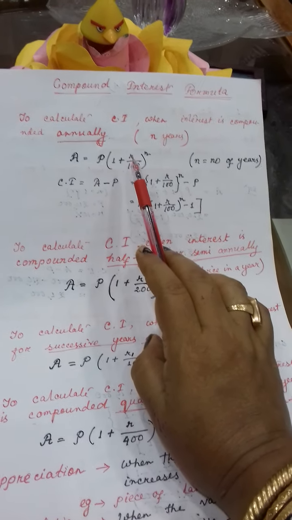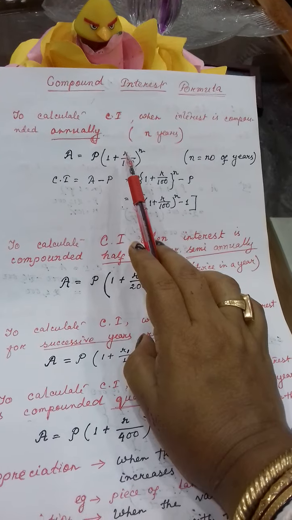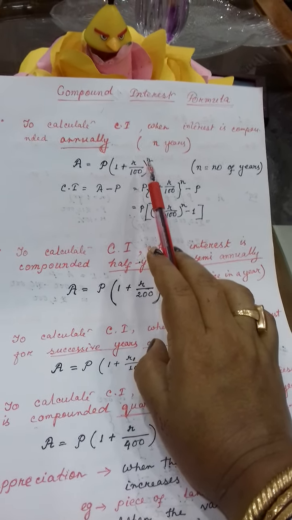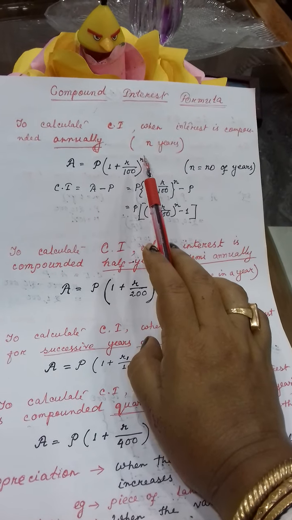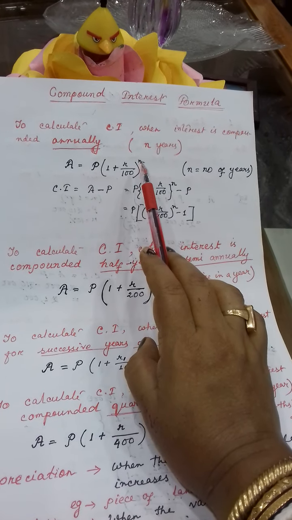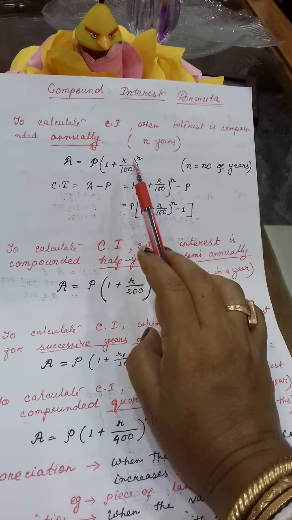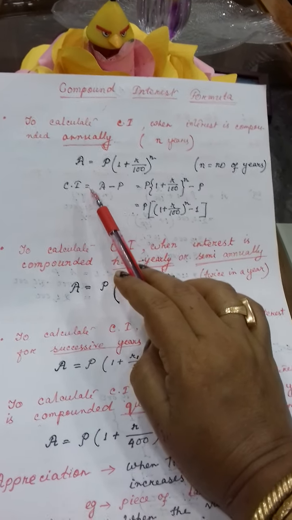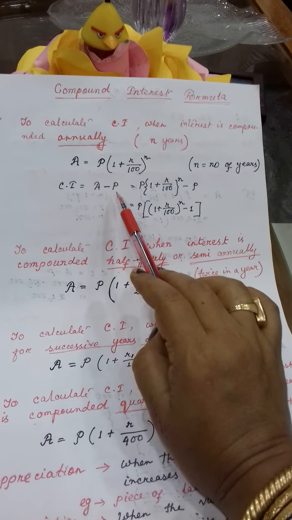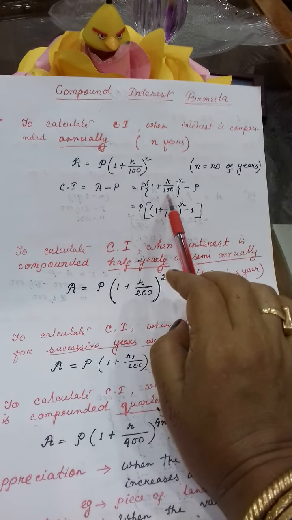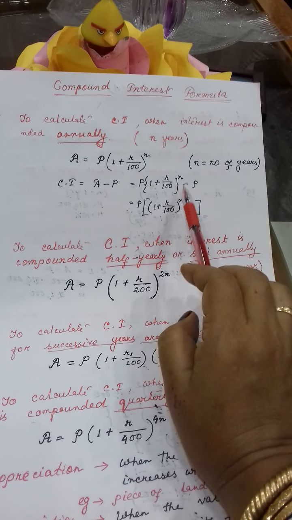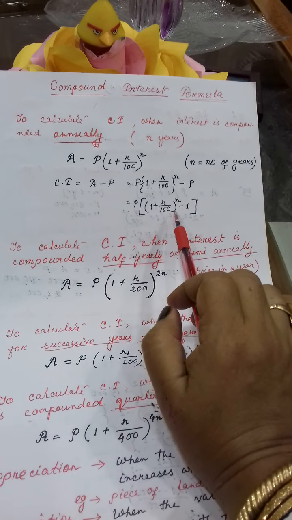Clear? So here you will place in place of r whatever the rate of interest, and n is number of years. So it may be 1 year, it may be 2 years, whatever. Clear? After calculating the amount, then compound interest will be amount minus principal. So it is amount minus principal. So you can apply this formula also.